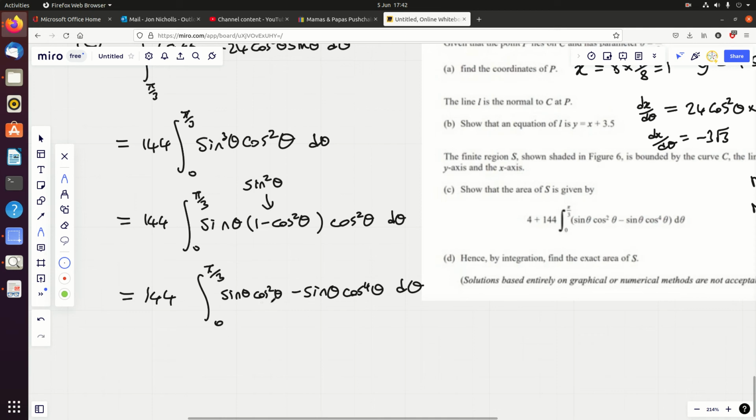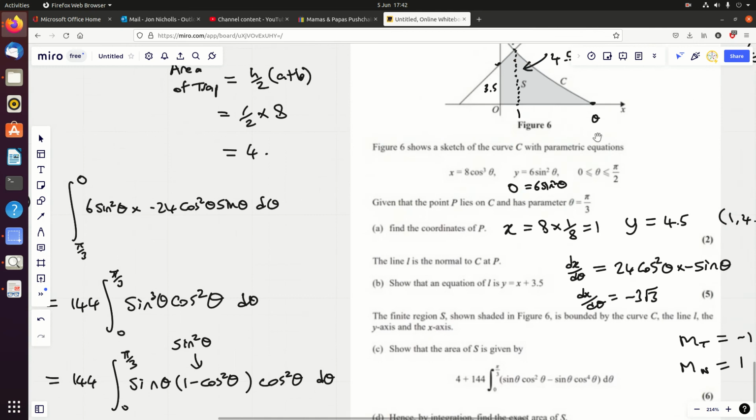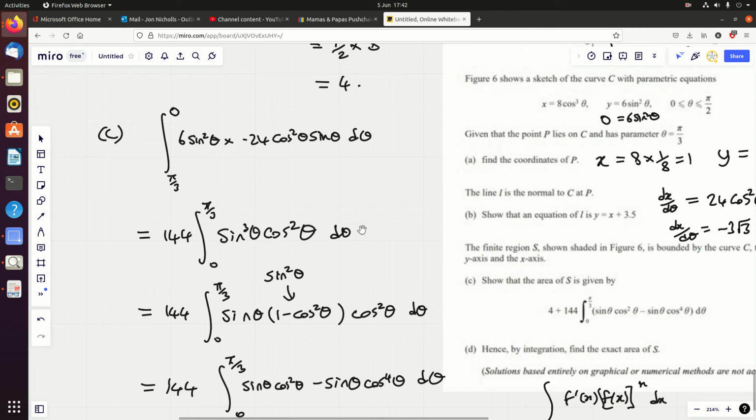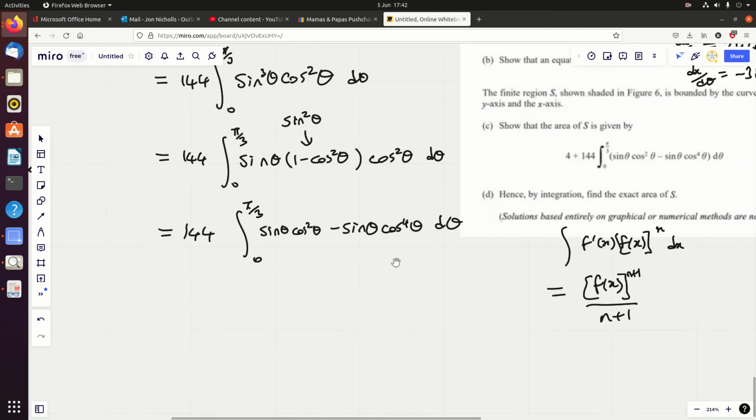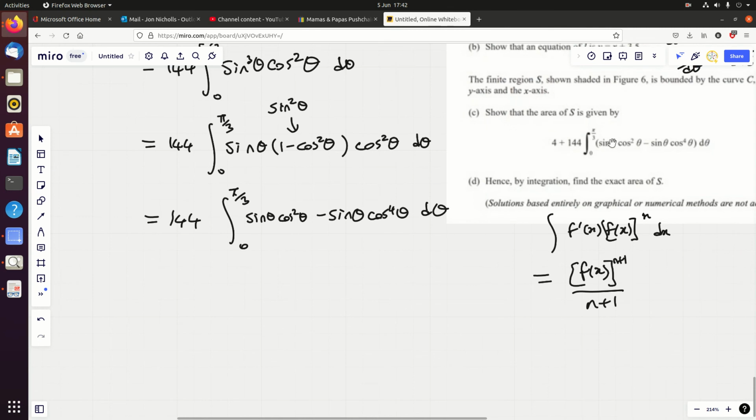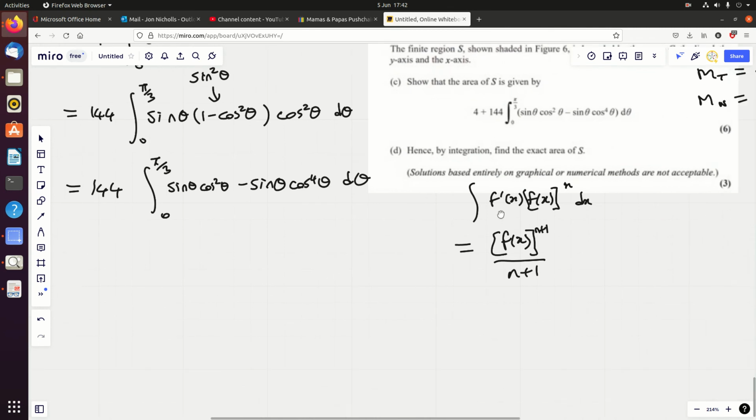And I know why they've got us to write it in that format. It's because now both those terms can be integrated using the integral of f dash of x times f of x to the n dx. That formula comes up a lot, and it's f of x to the n plus 1 over n plus 1. But like I say, I really don't think they're going to give you parametric integration. They could give you integration like this, though, and that's why I never mind going through things like this, because once you know the formula for parametric integration, the difficult bit is not knowing that formula. The difficult bit is integrating the fiddly trig functions. And so that's why they've got 4 plus all of this. That's the area of S. Hence, find the area of S.